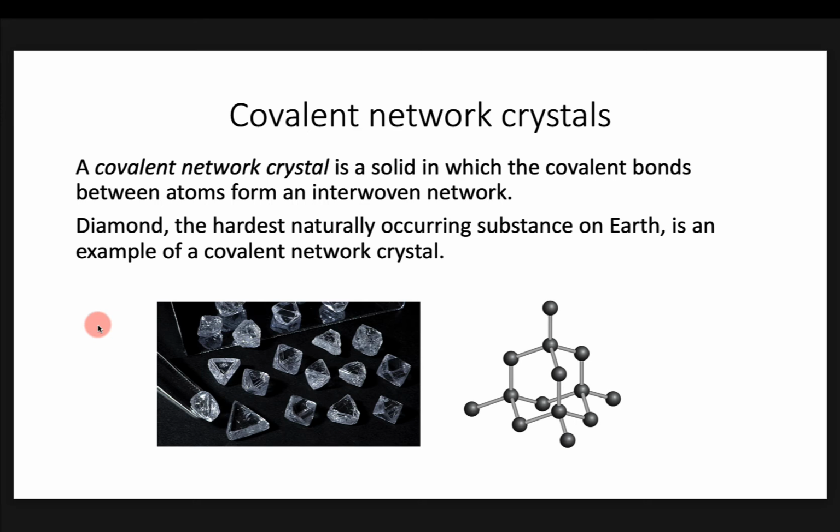All right, so we're going to talk about covalent network crystals as well. So a covalent network crystal is basically a solid where the atoms form an interwoven network. And it's perhaps easiest to understand this idea if we just compare it to the other types of crystals that we saw.